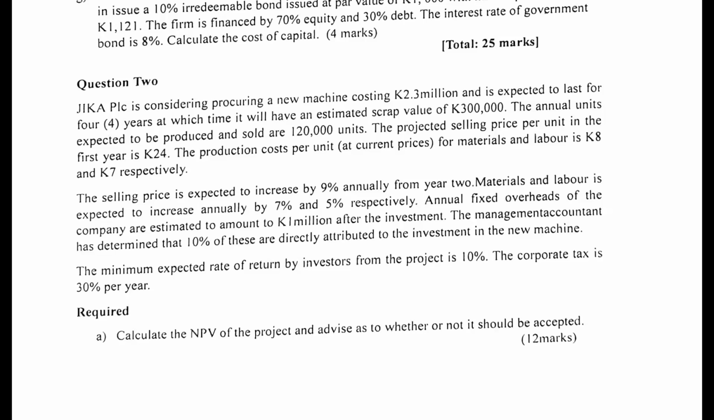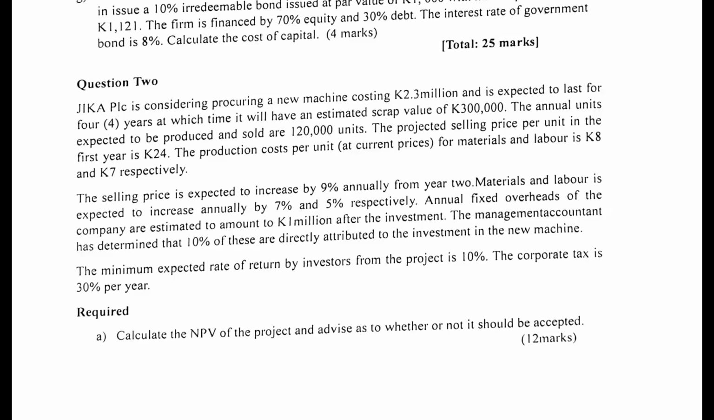So now, this limited company is considering procuring a new machine that is costing 2.3 million. That's the cost. You understand? That is the cost, or in other words, that's cash outflow. Cash going out of the business, and it's expected to last for 4 years. That's the duration, at which time it will have an estimated residual value of 300,000. So this is the resale value. At the end of the period, you will be able to sell the machine at 300,000.